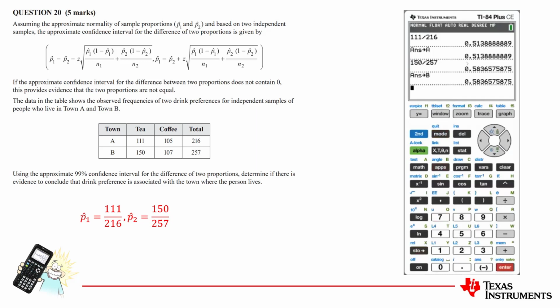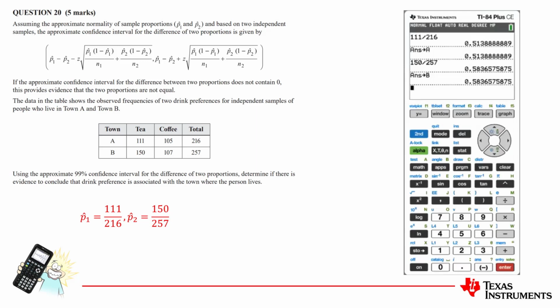So I've got a proportion of people who like tea in town A is 0.5139, and my proportion of people who like tea in town B being 0.5837, rounded to 4 decimal places. Now we want to use our 99% confidence interval for the difference of two proportions to determine if there's evidence to conclude that drink preference is associated with the town the person lives in.